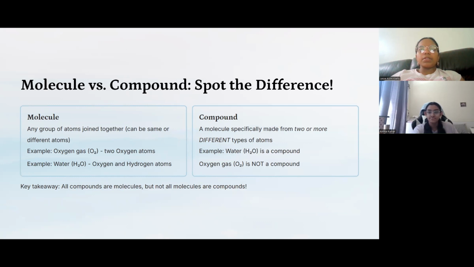different types of atoms. An example could be water, H2O, which is a compound because it has two different atoms, right? Hydrogen and oxygen. And then we have oxygen gas, O2, which is not a compound because it's two oxygen atoms, which are the same type of atom. So the key takeaway is that all compounds are molecules, but not all molecules are compounds. You should remember that because it'll be pretty useful to know the difference.